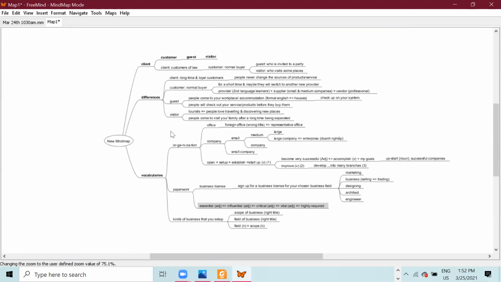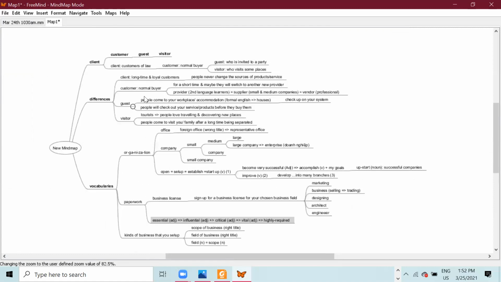So right now, please take a look back at the grammar for 5 minutes and think of ideas or situations in which I can hear you talking about starting up something and developing something, and then the name of the company and the kind of paperwork that you are going to need. Okay. So right now, 5 minutes begin.